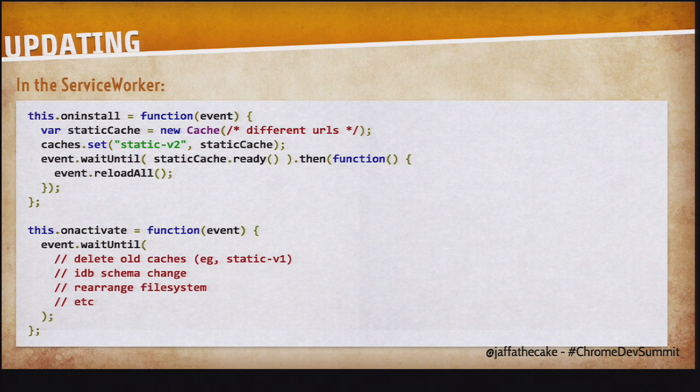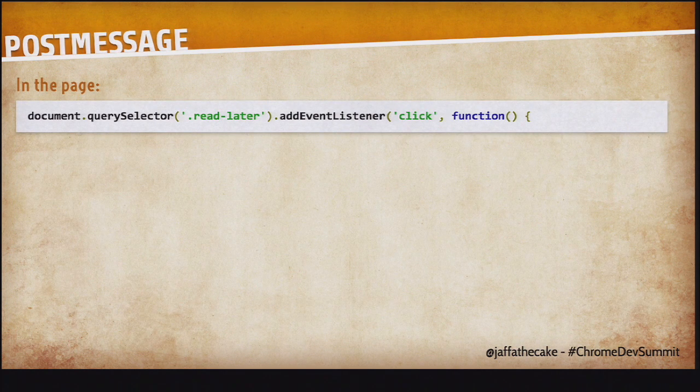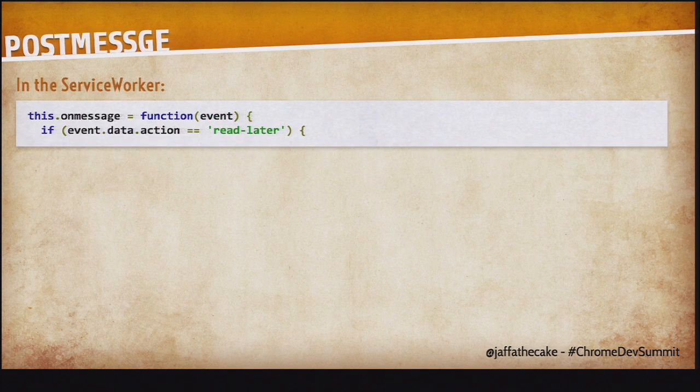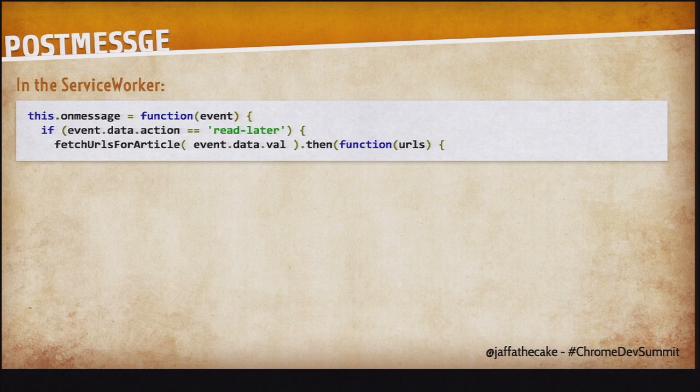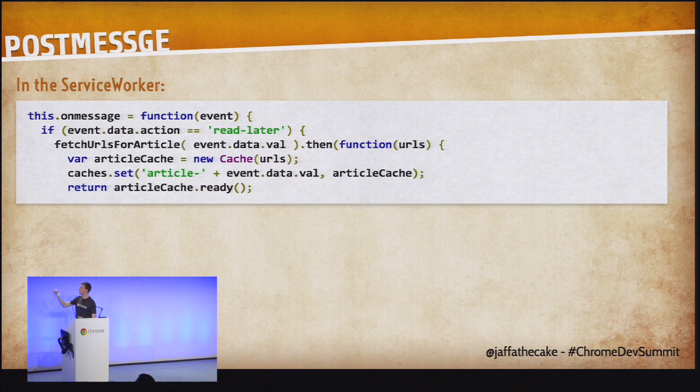But you can let users control the cache themselves by deferring that to them. So you might have a page with a read later button. And when it's clicked, you can post message to the service worker, telling it we want to cache the article with this ID. And then over in the service worker, you can pick that up and go, oh, is this a post request for read later? Cool, I'm going to go and find whatever URLs I need for that article just using XHR or something.